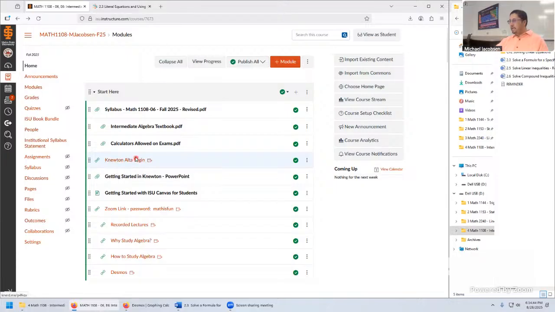So I intend to come back here throughout the course, maybe not every single day. But if we get into a tricky section, I'll be going back into Newton Alta with you just to show how to enter certain answers on some of the trickier problems.